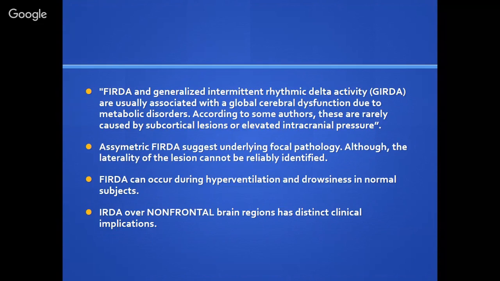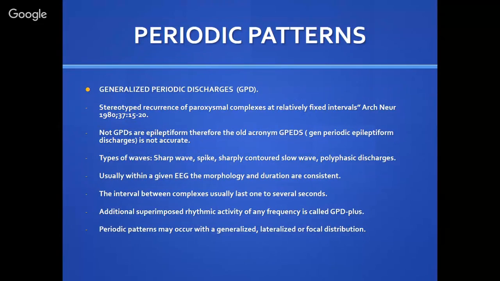This is TIRDA over the non-frontal brain regions, which has a distinct clinical implication. When you see TIRDA, it is more implicated with epilepsy. It is more clearly epileptic activity, and it's comparable to a spike level. So if you see left TIRDA, then the person likely has epilepsy.